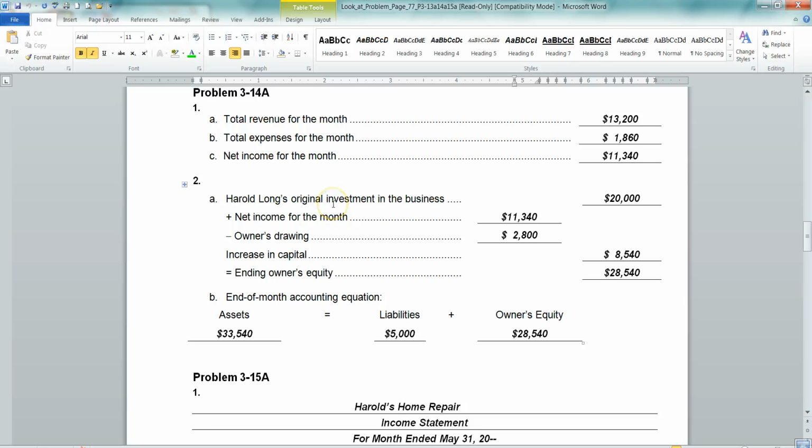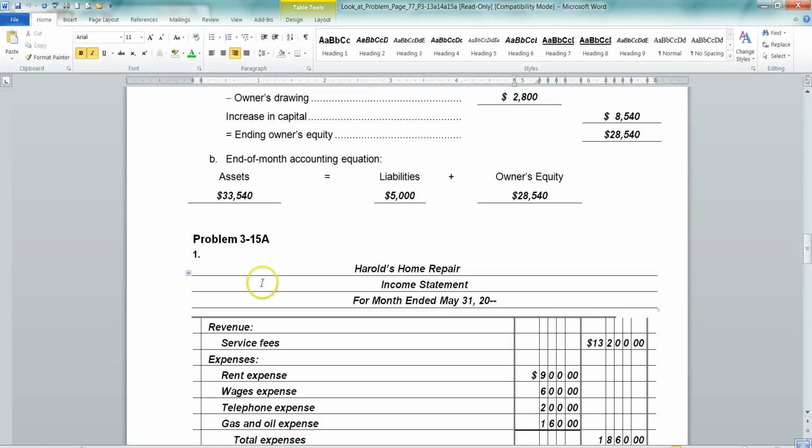For number 2, we want to see what his original investment is, how much of that we have left, and are we in a better frame now than last month? So we take the original investment of $20,000, the net income of $11,340, less what we've paid ourselves, and then we have our increases in capital. Now we have a new owner's equity. We always make sure that our assets equal our liabilities and owner's equity.